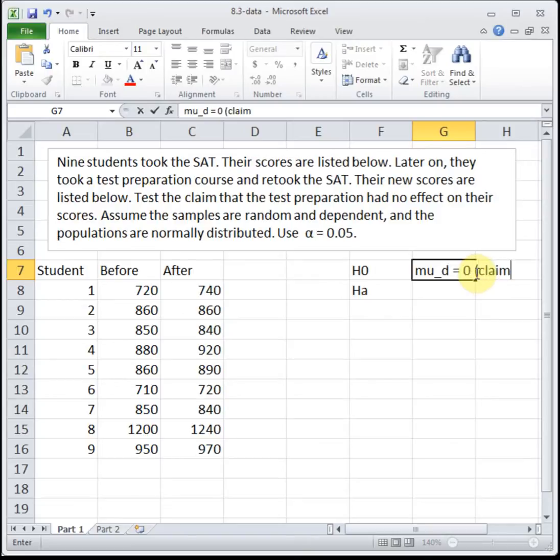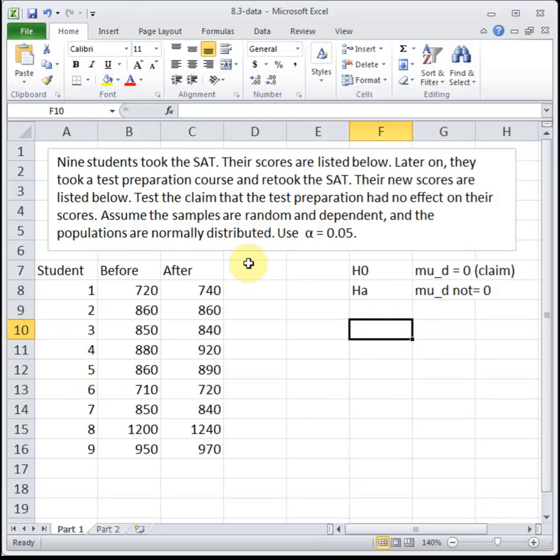That's our claim. That if there's no change, if you subtract them, there's not going to be a difference between them. So we're claiming that mu sub d is equal to 0. So the complement is that mu sub d is not equal to 0. So this is going to be a two-tailed test because we have the equal to, not equal to case.